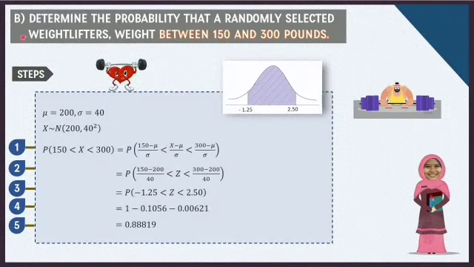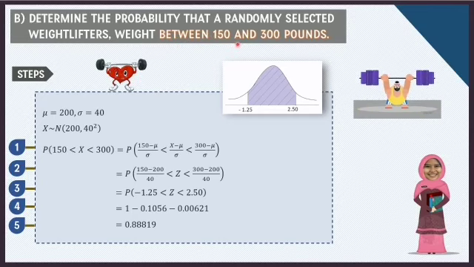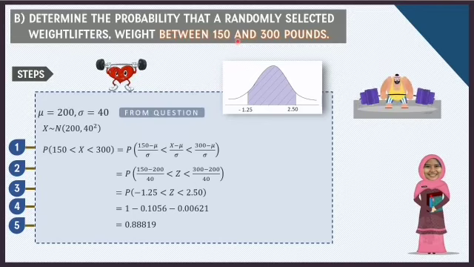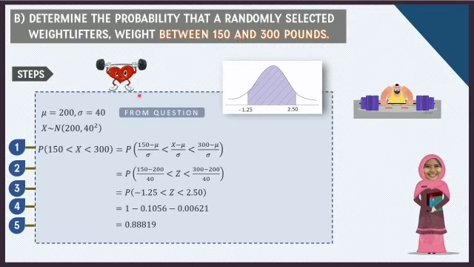Next, 10B. Determine the probability of a randomly selected variable's weight between 150 and 300 pounds. So, for this question, we are required to find the probability that one selected variable is in range of 150 to 300 pounds. We can assign the probability as 150 less than x and x less than 300. The step to solve this question is same with the technique that we used for the question 10A before. It also uses the same mean and standard deviation value.